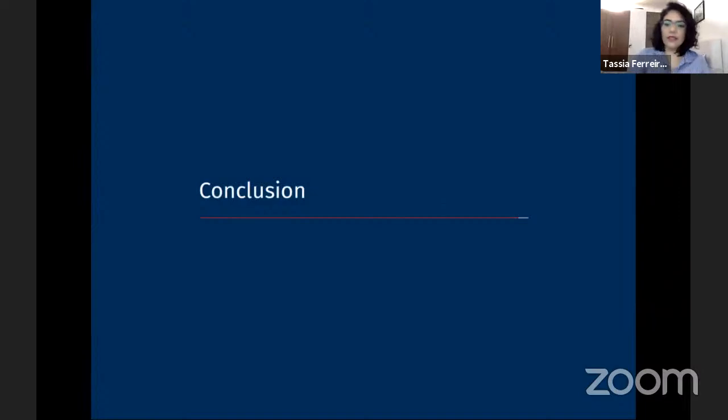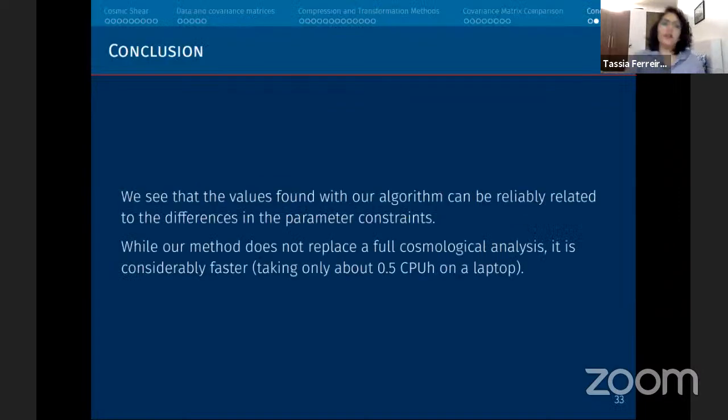Okay, so finally, the conclusion, we see that the algorithm is reliable. You know, it was able, surprisingly, well, not so surprisingly, sometimes we get good results.